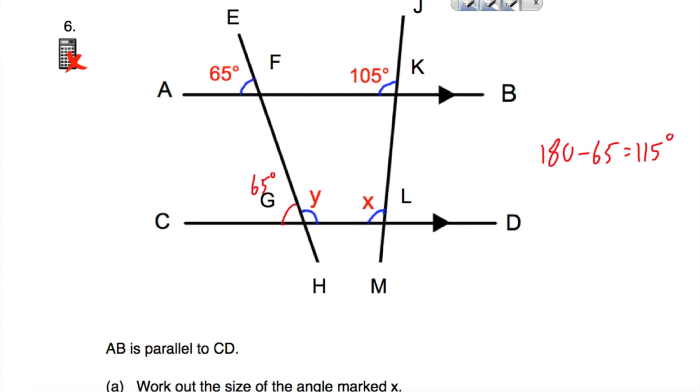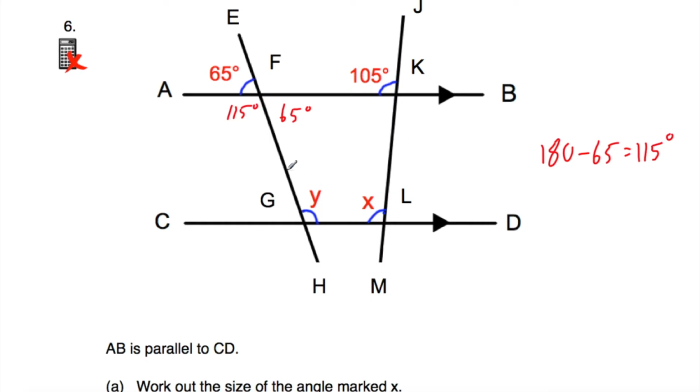Another approach could have been to consider vertically opposite angles instead of the corresponding angles. So if this angle is 65 degrees, that angle is 65 degrees. And then we've got our co-interior angles. So we take 65 away from 180 and we get that angle is 115 degrees. Another approach is to consider the straight line. So this angle and this angle, we get that one to be 115 degrees by taking 65 away from 180 degrees. And then we've got alternate angles.